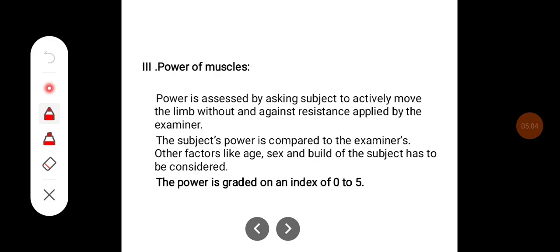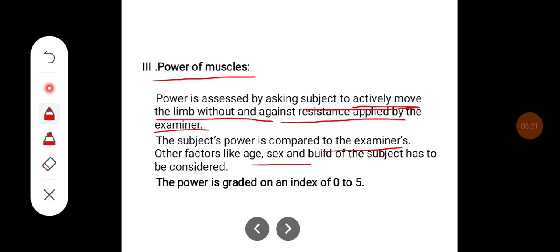Then you have to assess the power of the muscles. The power is assessed by asking the subject to actively move the limb without and against resistance applied by the examiner. The subject's power is compared to the examiner's power. Other factors like age, sex, and build of the subject have to be considered. Normally the power is graded, and there are 6 grades of power, that is 0 to 5.